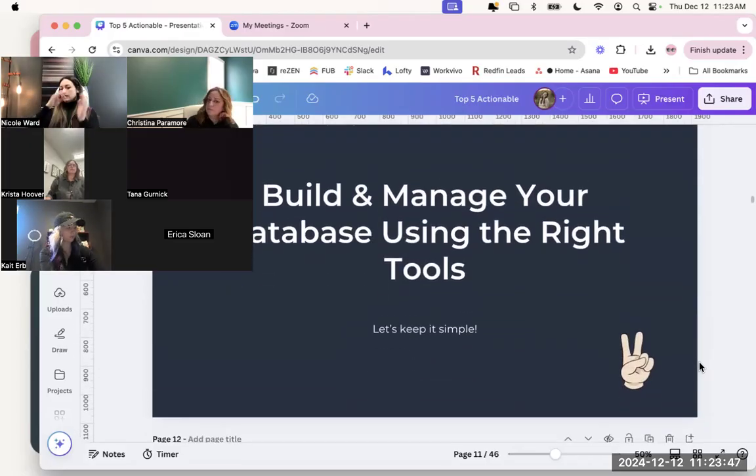All right. Build and manage your database using the right tools. I could go through this part for 8 hours, to be honest with you. This is such a big part.